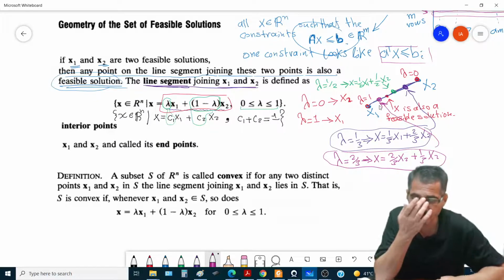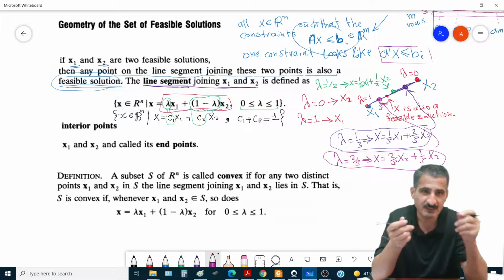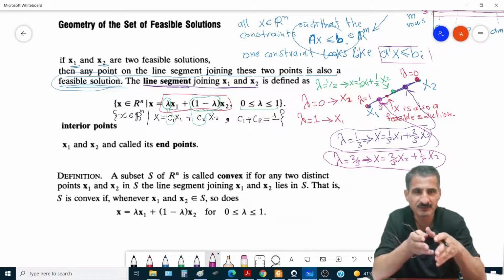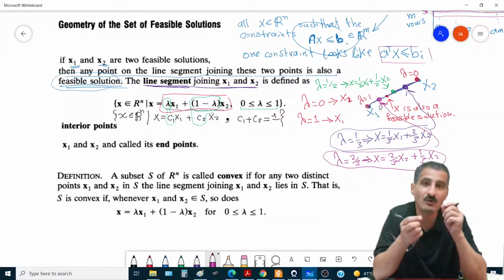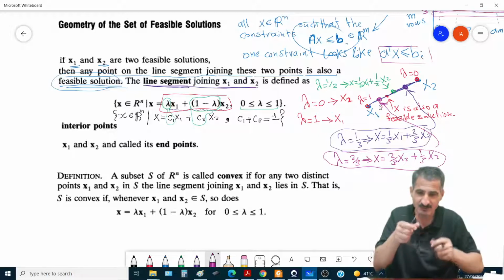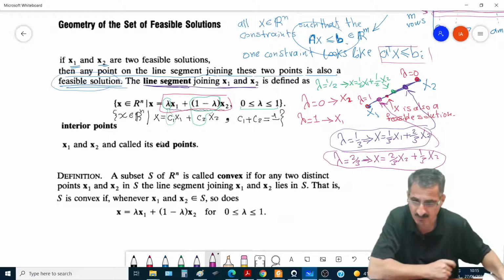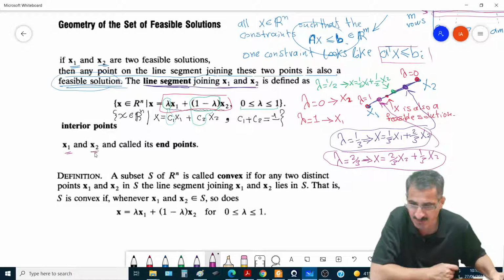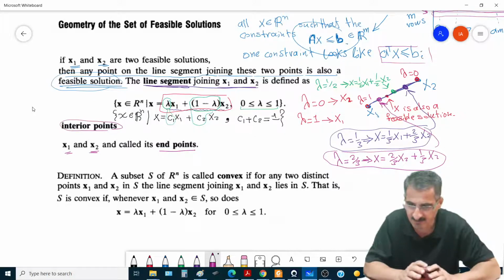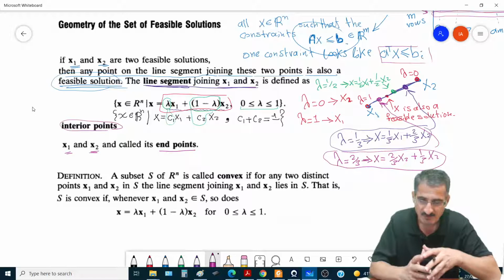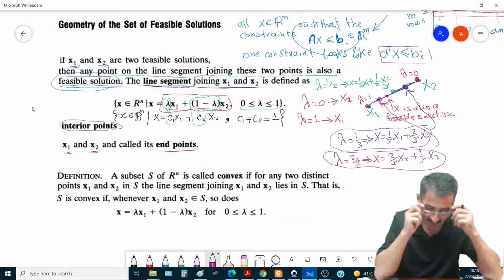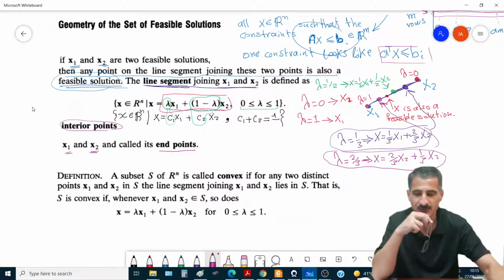So whatever value you choose for lambda, and then multiply lambda by x1, and multiply x2 by 1 minus lambda, add it together, you get a new point, and that new point is on the line segment between x1 and x2. So x1 and x2 are called the endpoints, and the interior points consist of any point inside the line segment. So this is the line segment.